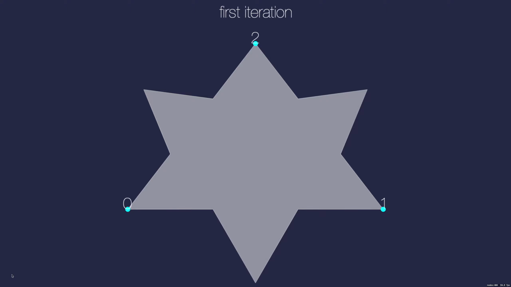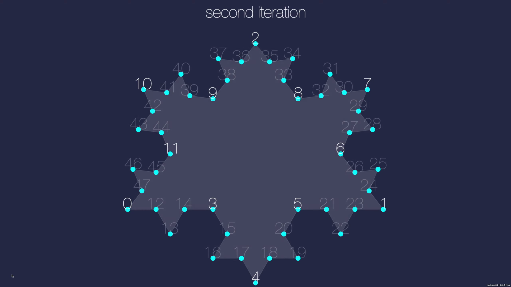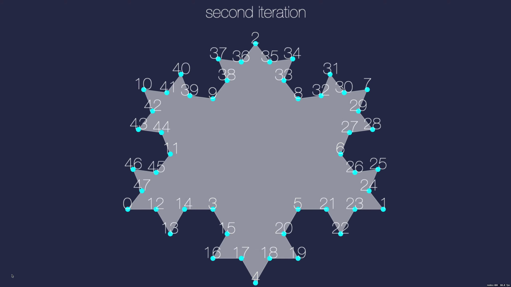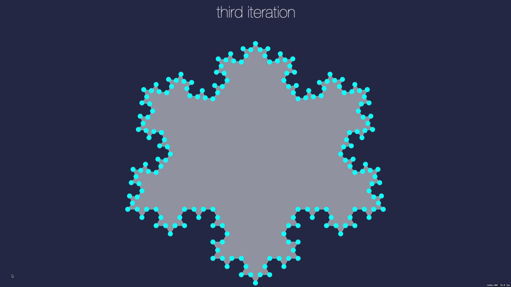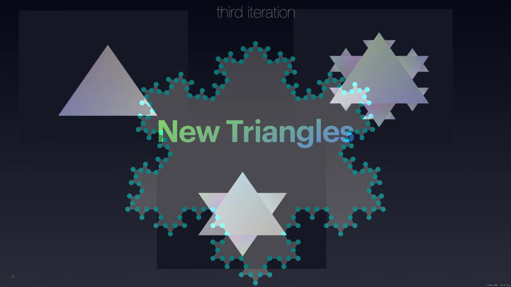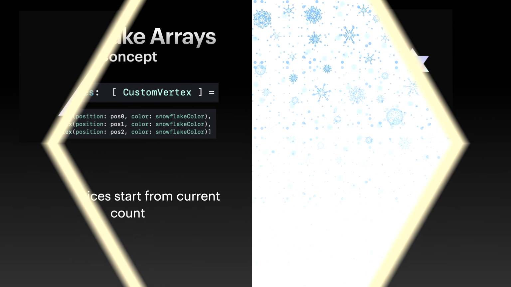That's the first iteration. We also have to make sure to create new numbers for each of these points. These are the new outside indices. Here's the second iteration. You can see there's a lot more points. And the third iteration looks even cooler. So that's how we make new triangles.